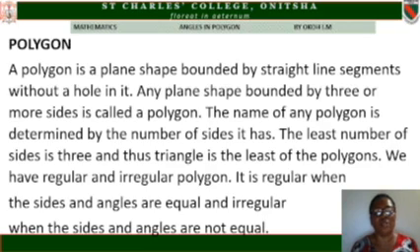What is a polygon? A polygon is a plane shape bounded by straight line segments without a hole in it. Any plane shape bounded by 3 or more lines, or more sides, is called a polygon. The name of any polygon is determined by the number of sides it has. The least number of sides is 3, and thus triangle is the least of the polygons. We have regular and irregular polygons. It is regular when the sides and angles are equal, and irregular when the sides and angles are not equal.